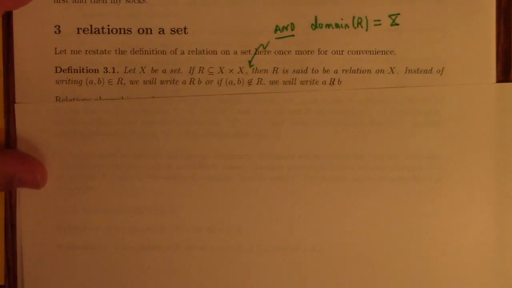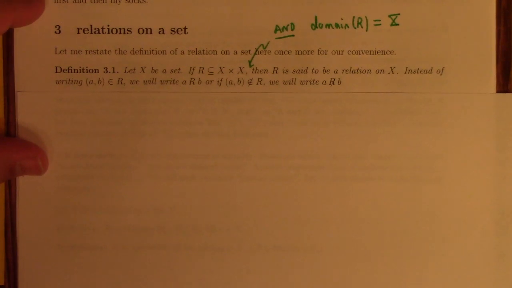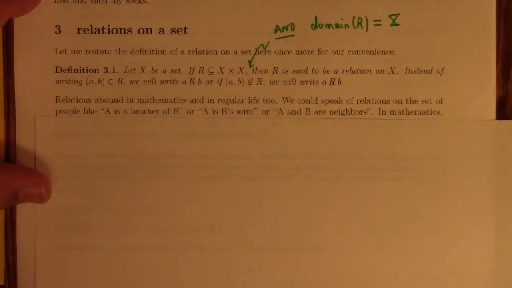Okay, so instead of writing (A, B) as an element of R, we'll just write ARB. Or if (A, B) is not in R, then we write A is not related to B. All right.